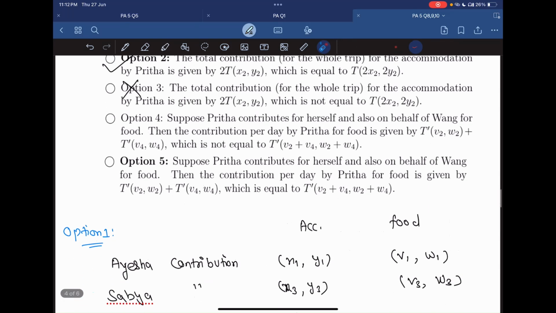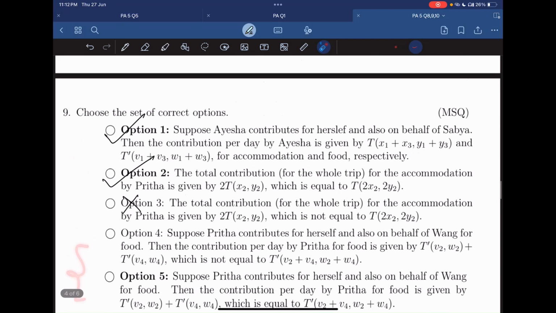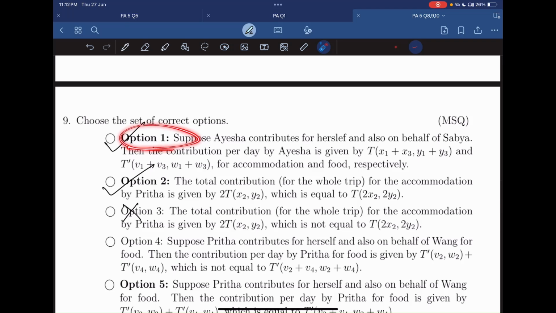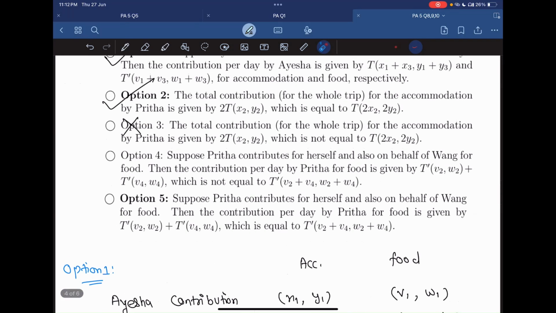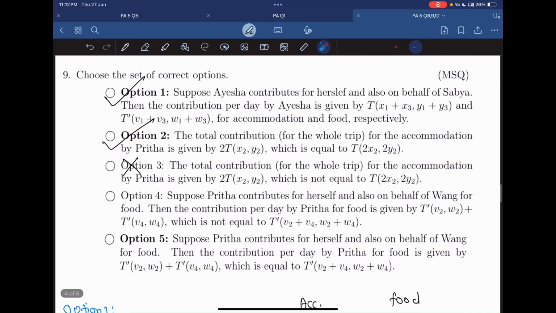Now option 4 and option 5. Suppose Preetha's contribution for herself and also on behalf of Van for food, and the contribution per day by Preetha for food is given by T dash of V2, W2 plus V4, W4, which is not equal to T of V2 plus V4, W2 plus W4, while option 5 says it is equal to. So it is similar to the finding for option 1. So we have to find the total contribution by Preetha for food if she is paying on behalf of herself and also on behalf of Van.